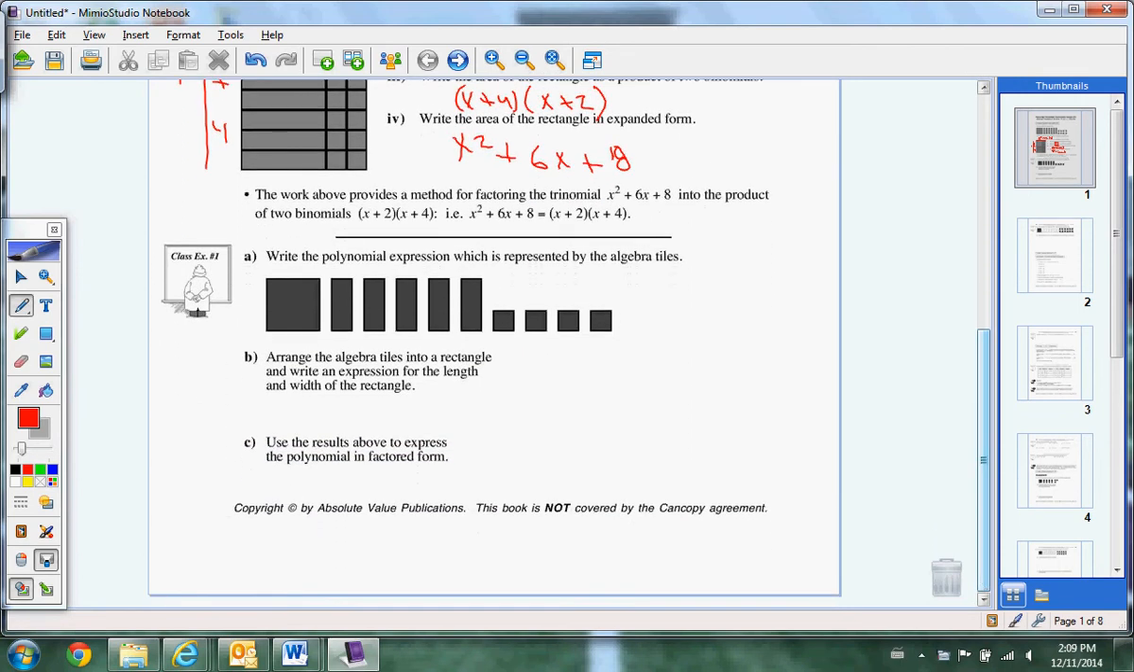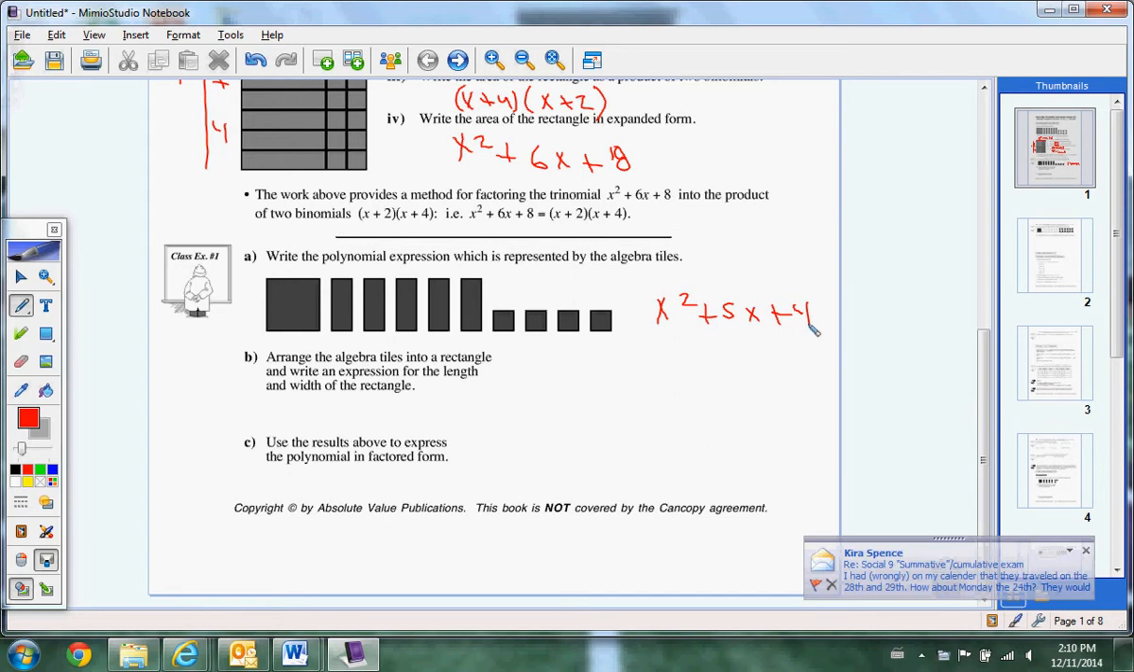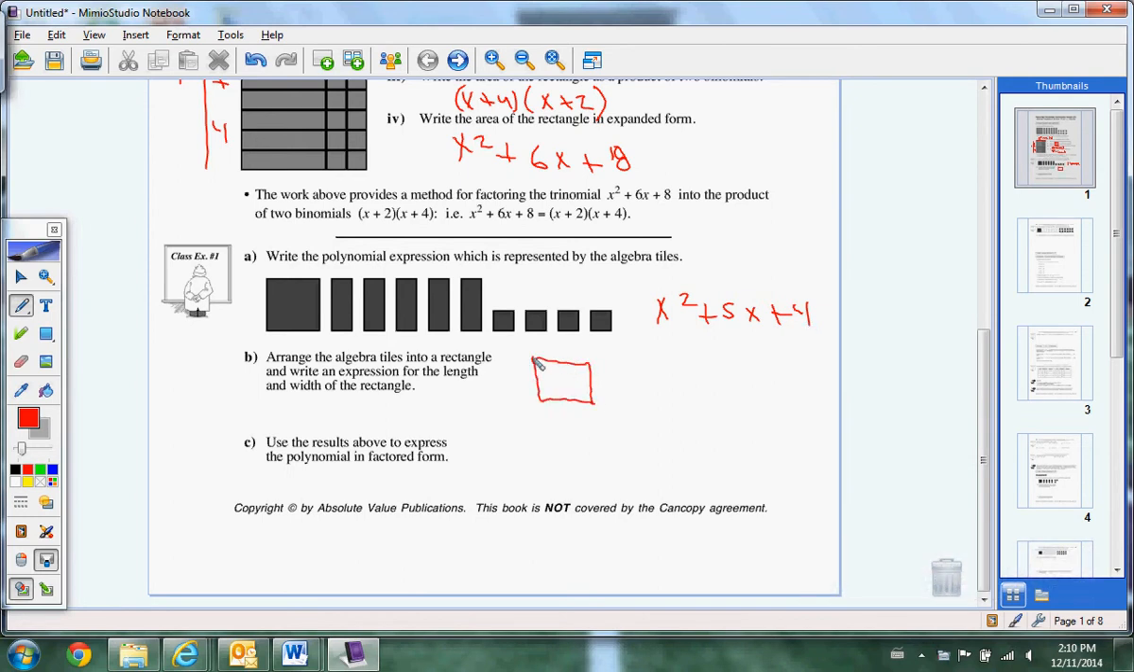Okay, write a polynomial expression which is represented by the algebra tiles. Okay, so this one would be 1 x squared, 1, 2, 3, 4, 5 x's, and 4 1s. Okay, it wants us to arrange them into a rectangle. So you're always going to start with the x squared in the corner here. Okay, and you can go a couple different directions, but the way I'm going to go is I'm going to go this.